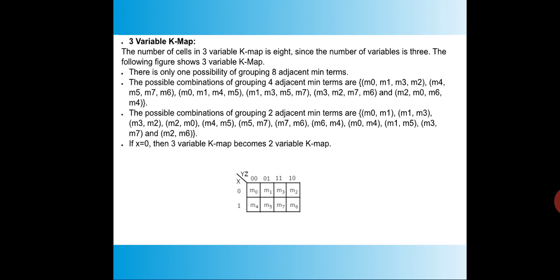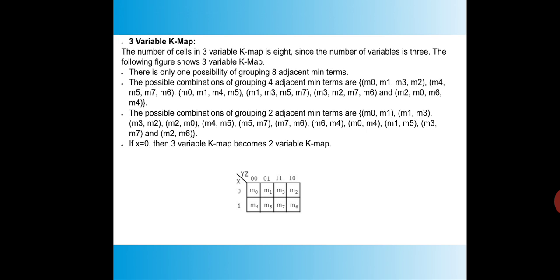So now what are the inputs you have? You have x, and for x you have 0 and 1. For yz you have 00, 01, 11 and 10. Now when x, y, z are all 0, you get the output as m0. That cell value will be called m0. When x equal to 0 and yz equal to 01, you have m1. The same concept from the previous explanation you continue here also. When x equal to 0 and yz equal to 11, then it is m3. When x equal to 0 and yz equal to 10, then it is m2.